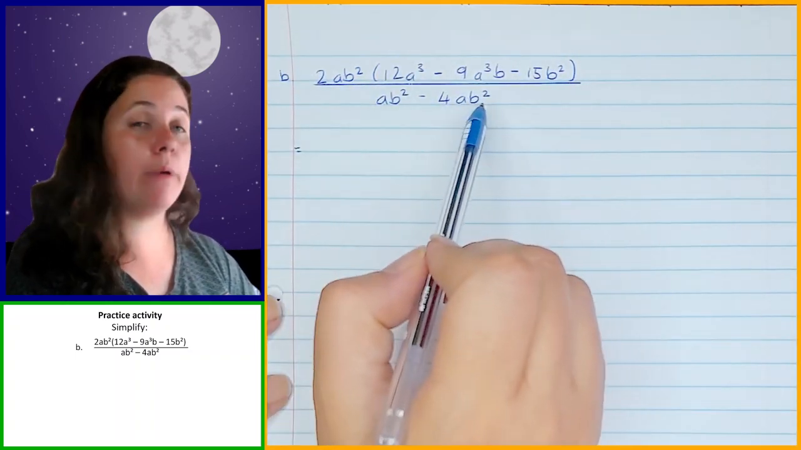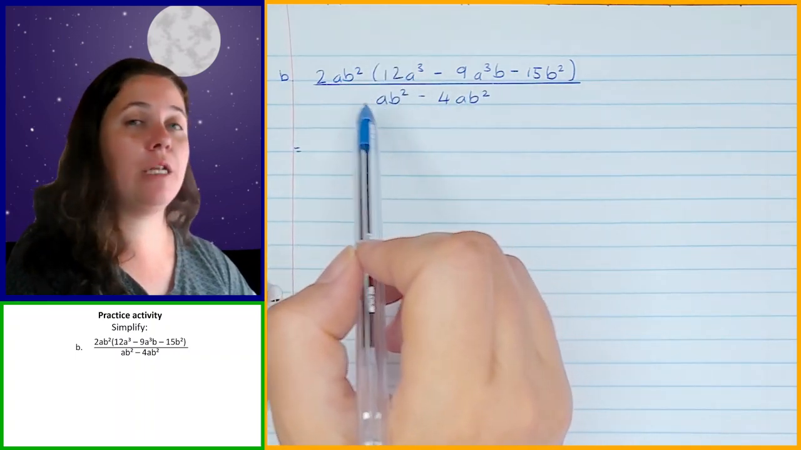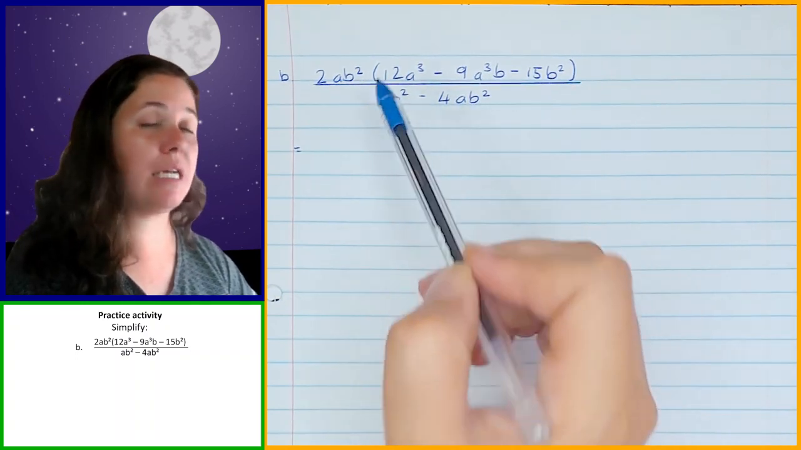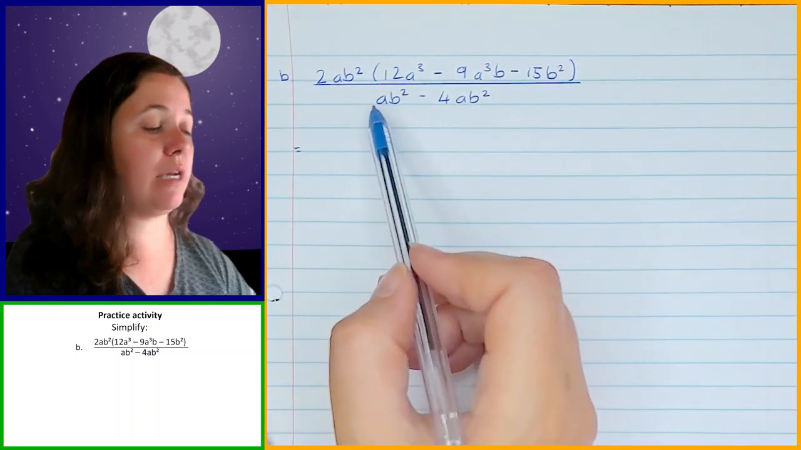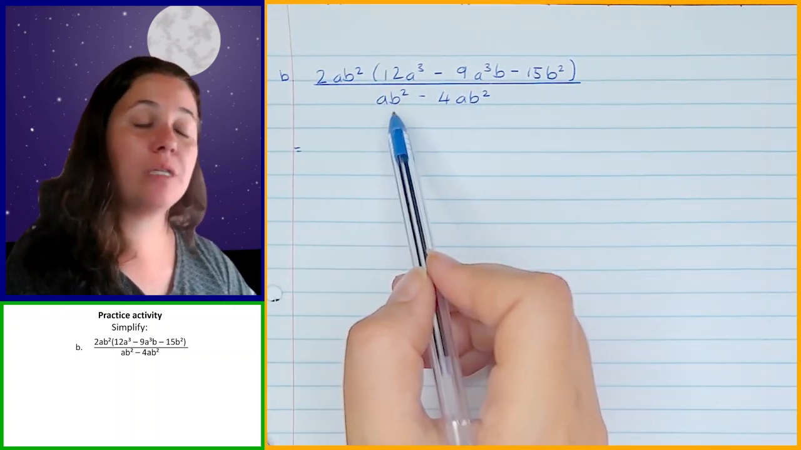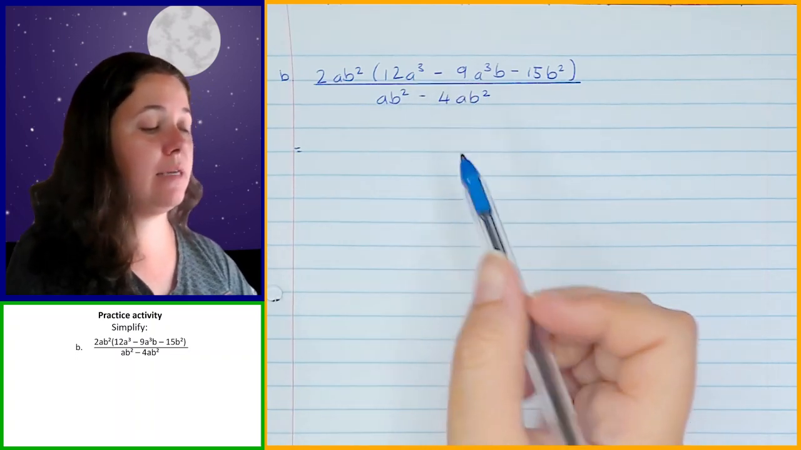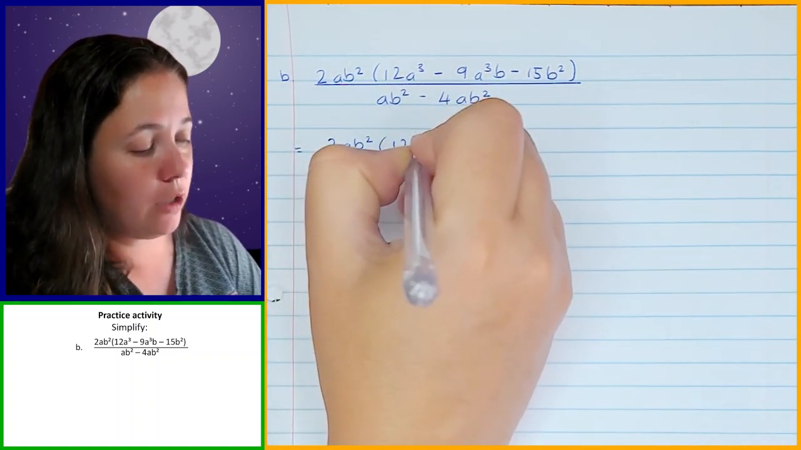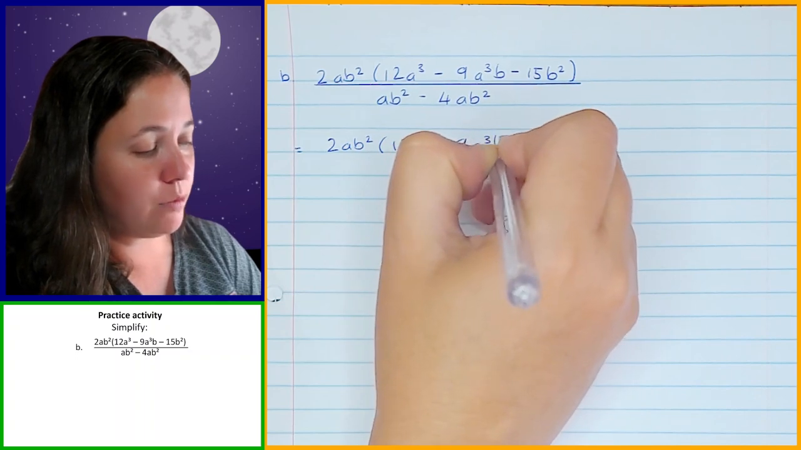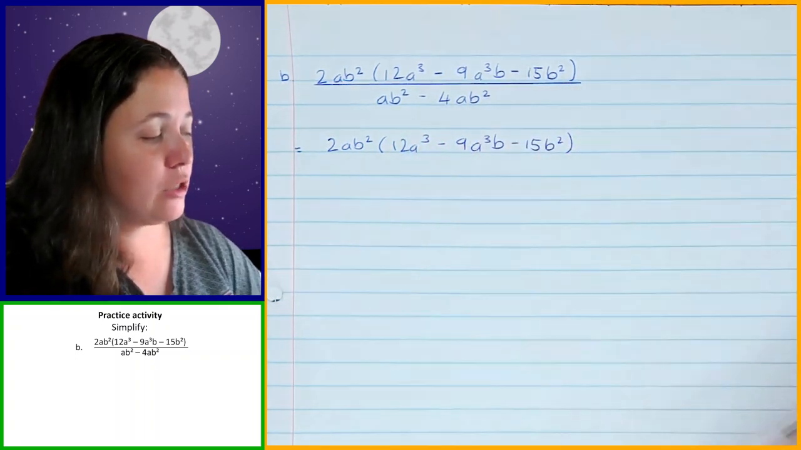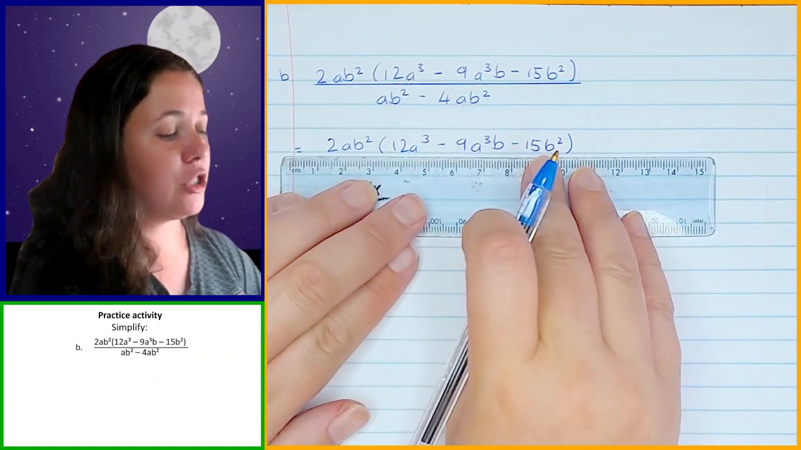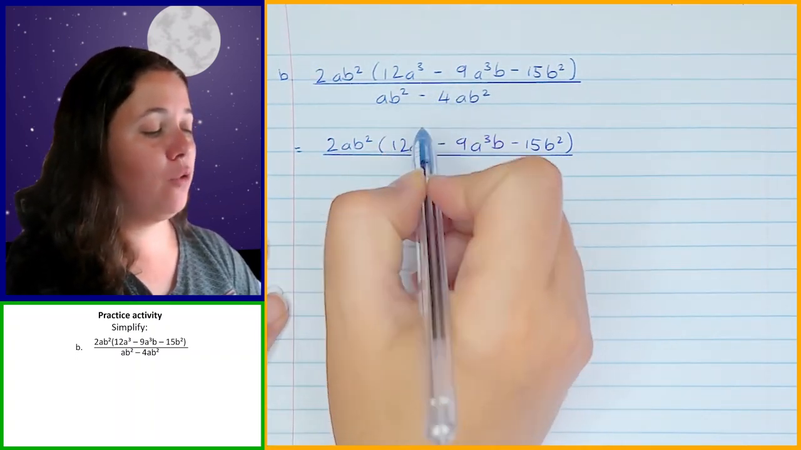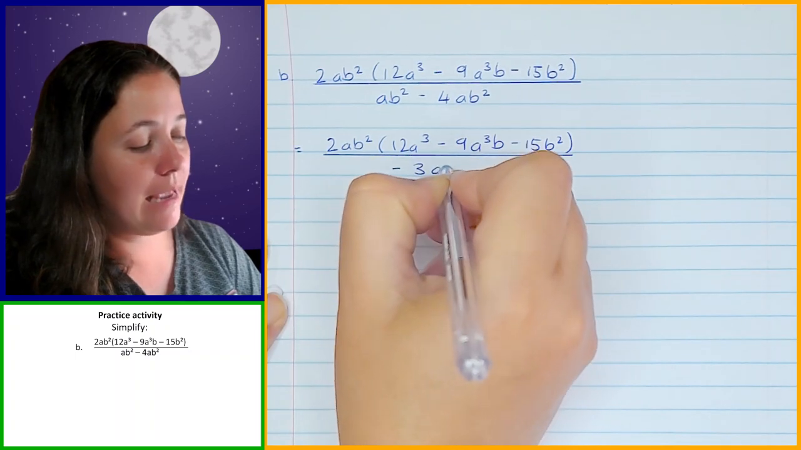However, at the bottom of a fraction, remember, a fraction divides the top and the bottom into basically sets of brackets. So this over here is as though it was in a set of brackets. You can't see the brackets, but they are still held together as though they're in a set of brackets. So I need to do this over here now because those are like terms, so I can simplify that. I've got to keep this as it is, 2ab squared, and then 12a cubed minus 9a cubed b minus 15b squared. All of that is going to stay as it is for now while I am simplifying the denominator, because I can simplify that. ab squared minus 4ab squared gives me negative 3ab squared.